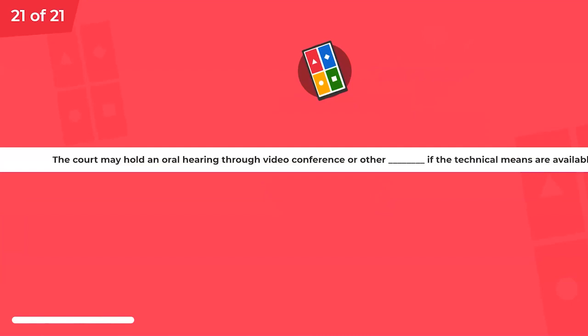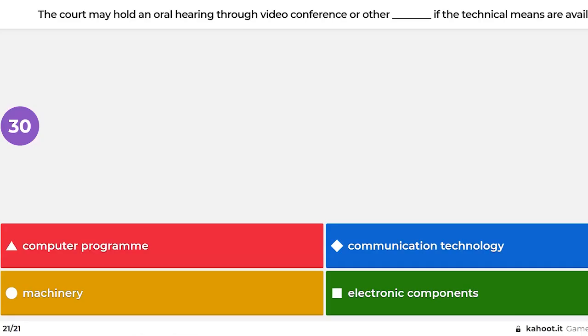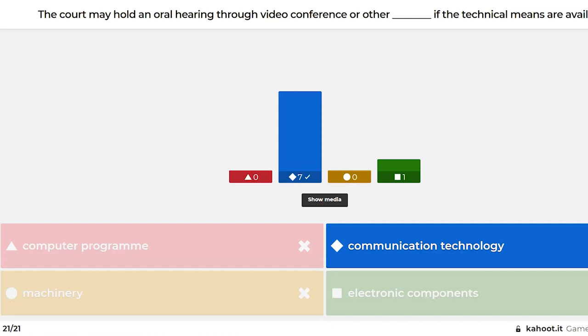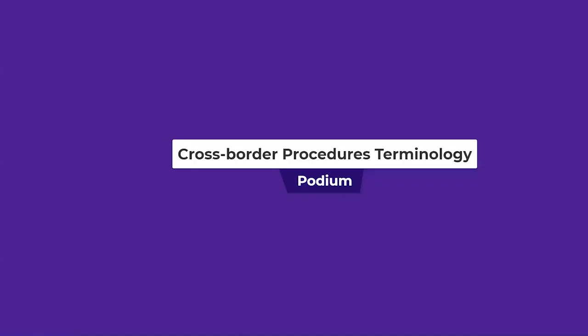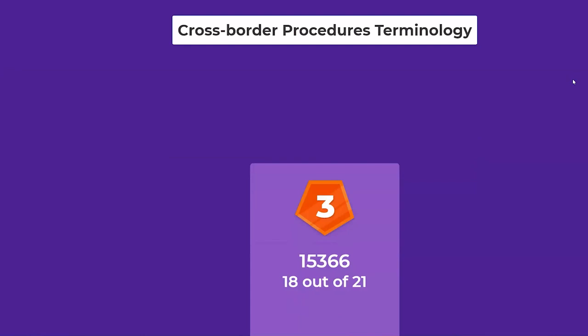A court may hold an oral hearing through video conference or other, if the technical means are available. Other computer program, other machinery, other communication technology, or other electronic components, which is the term that is being used? Yes, communication technology is the term used in regulations.